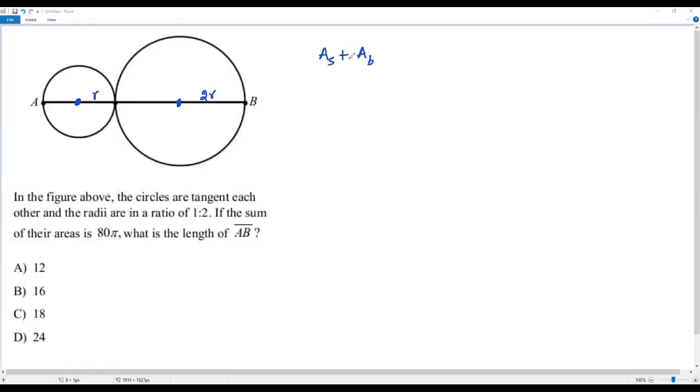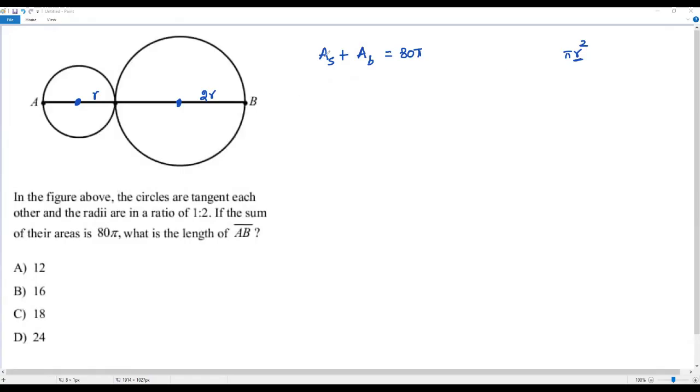Now let me add the areas of the two circles. That is, this expression gives the sum of their areas. According to the information, the sum of the areas of the two circles is equal to 80 pi. Okay, now let me consider the formula to get the area of a circle. That is pi r squared. Here this r represents the radius of the circle.